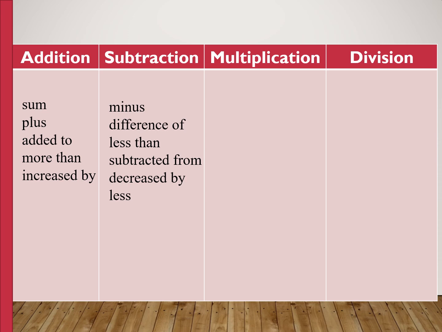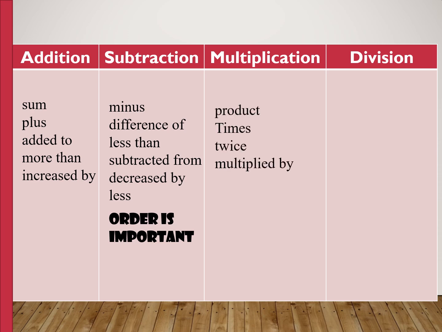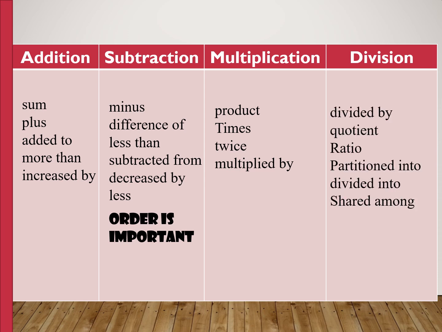When it comes to subtraction, order is important. Unlike addition, where it is not important. For multiplication, we have the product, times, twice, and multiplied by. And lastly, for the operation division, here are the words that are commonly used: divided by, the quotient, the ratio, partitioned into, divided into, shared among. Just like subtraction, in division, order is important.